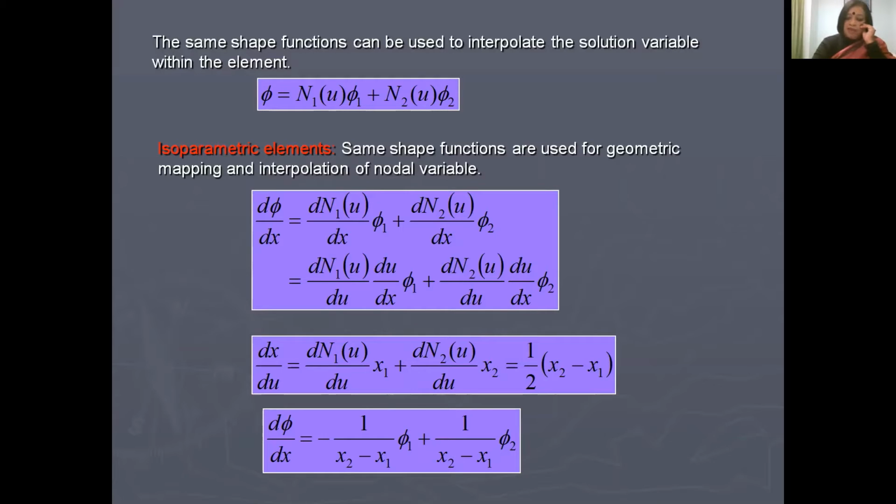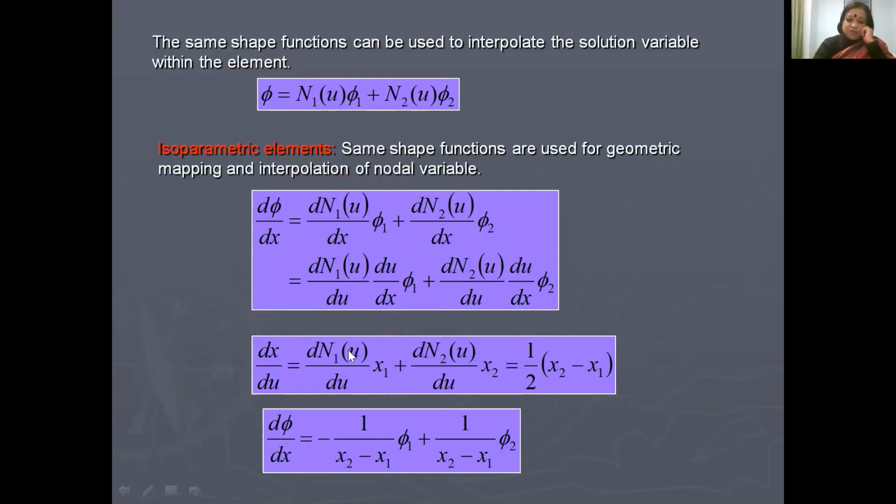As you know, in the method of weighted residual, you will need to also find d phi dx. So let me find d phi dx for you. d phi dx is equal to dN1 dx phi 1 plus dN2 dx phi 2. Now N1 and N2 are functions of u, and I am differentiating with respect to x. So therefore, I will use the chain rule: dN1 dx is written as dN1 du into du dx, and dN2 du into du dx. If I try to find du dx, it is the reciprocal of dx du, so let me write it as dx du.